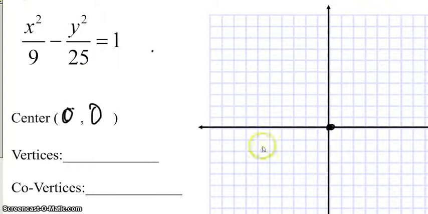So then I'm going to plot that point 0, 0. The next thing I am going to do is take my a squared, and since it's under my x, I am going to move the same as I would with an ellipse. Since it's a squared, I'm going to go over 3 and put a dot. I'm going to go left 3 and put a dot. Since 25 is under my y, I am going to go up 5 and over 5.